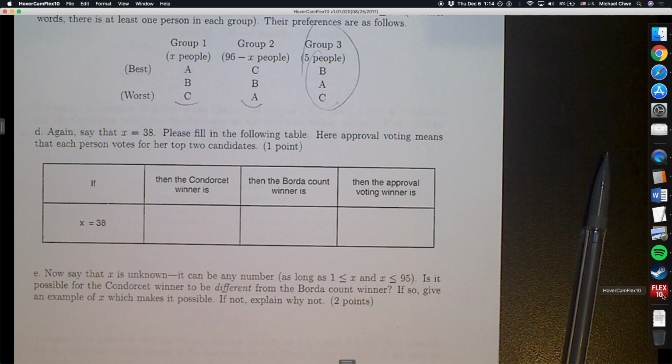Okay, who's the Borda count winner? We'll just do a little math. How many Borda count points does A get? 76, plus 5, 81. B gets how many points? 38 here, plus 58 here, that's 106. And C gets how many points? 0 from here, so C gets 116 points. So who's the Borda count winner? C.